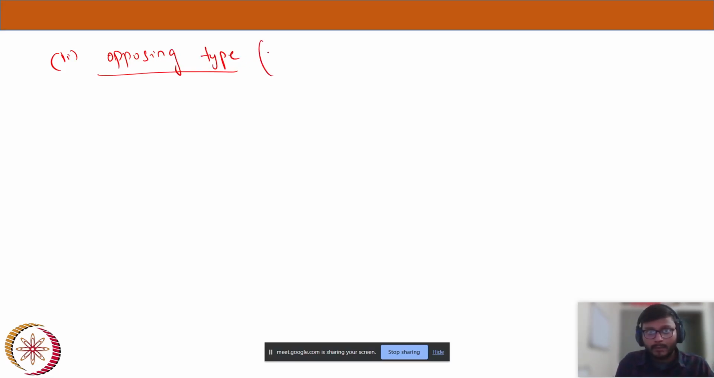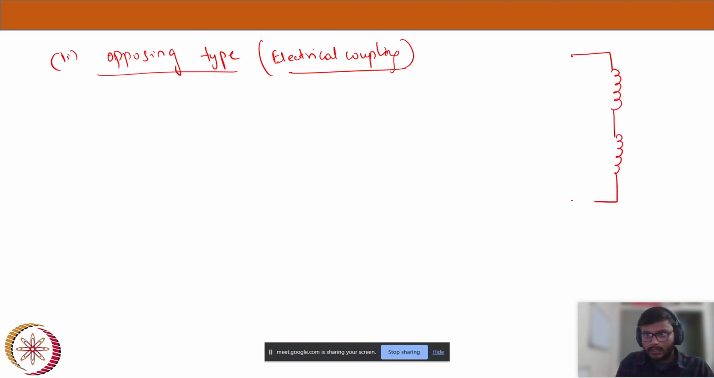Please keep in mind this opposing type and aiding type we are discussing in the electrical coupling, because there is a physical connection between these two coils. They are connected in series. Now again, I will take the same coils connected in series. I will give a voltage and pass a current here, and this is L1 and this is L2.